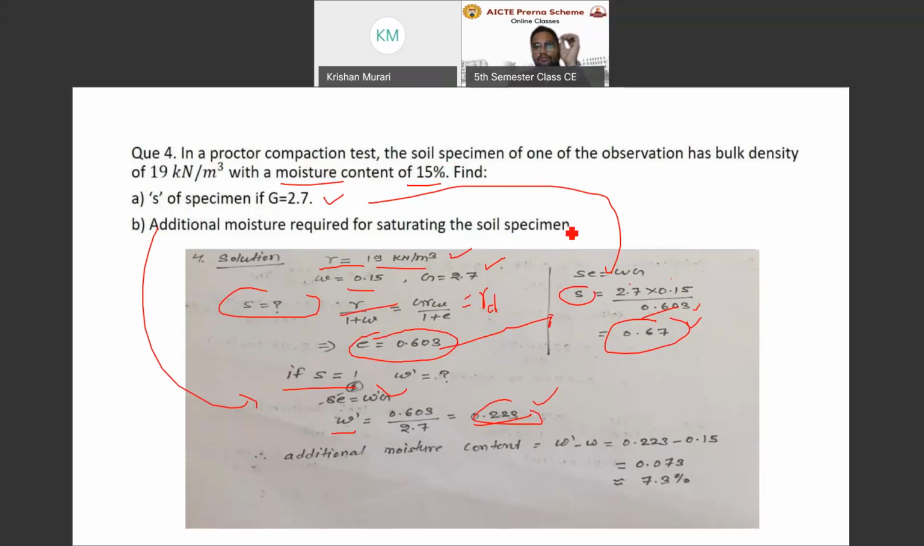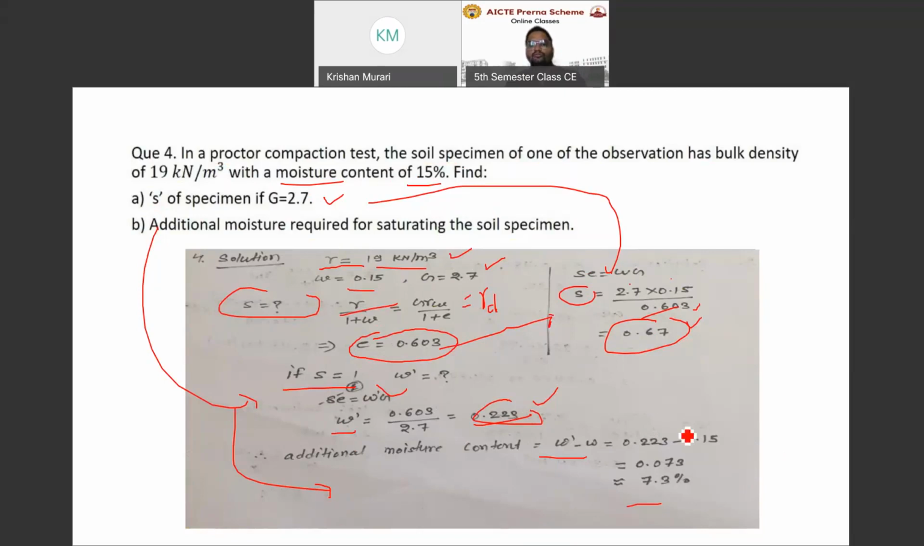But in the question it is mentioned, what is the additional moisture content? Since 15% is already there, you have to deduct the existing water in that case. So 0.223 minus 0.15, that is 7.3%, is the additional water you have to insert in that particular soil to fully saturate it.